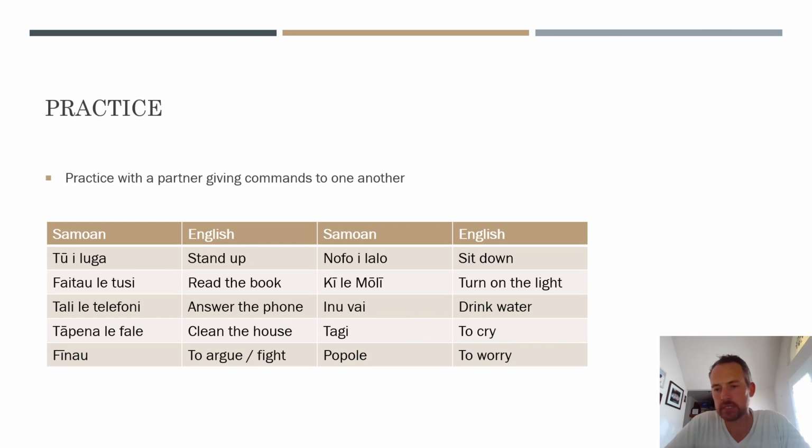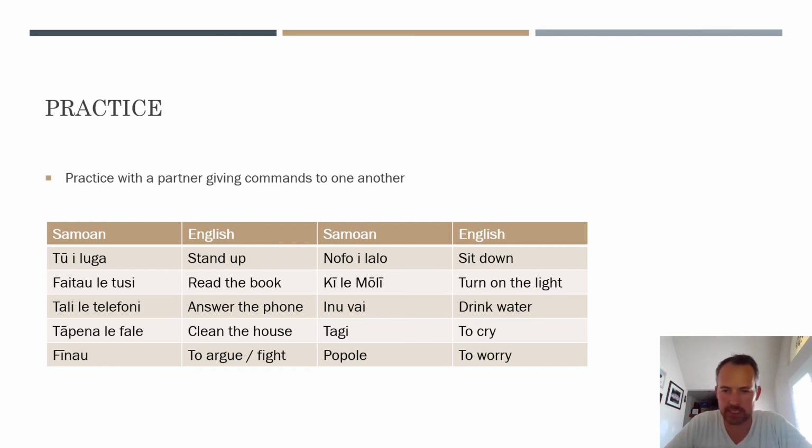Tali le telefoni. Tali is the verb to answer, and le telefoni is the telephone. That one's not too tough to figure out where they came up with that. Inu vai. Inu is to drink, vai is water. So maybe you want to ask someone to drink water. Tapena le fale. Tapena means to clean. Le fale is the house.